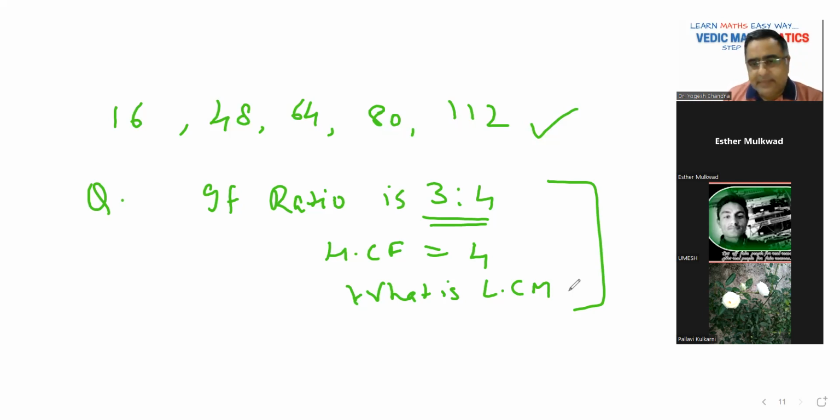So LCM will be 48. How? We will multiply 3/4 with 4, so we will get 12/16. Then we will do cross multiplication to get the LCM. So what would the numbers be? Numbers will be 3 into 4, 12, and 4 into 4, 16. So 12/16. Yes, Pallavi.